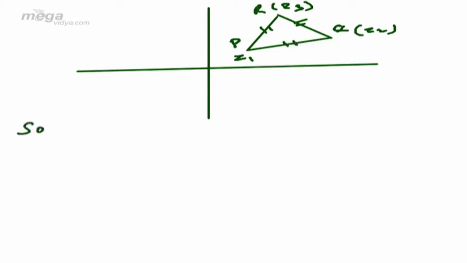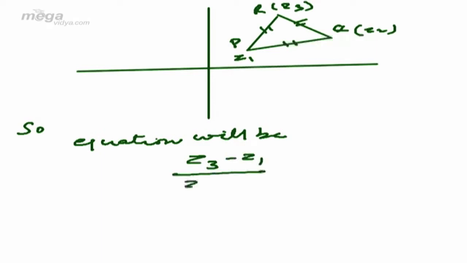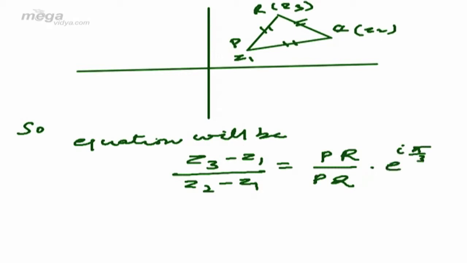So first of all, we will apply Euler's theorem at the point P. The PQ side is rotated through an angle of 60 degrees to the final position, that is PR. So the equation will be Z3 minus Z1 divided by Z2 minus Z1 is equal to length PR divided by PQ into e to the power i pi by 3. Pi by 3 is the angle between the two sides. We have applied Euler's theorem at the point P.